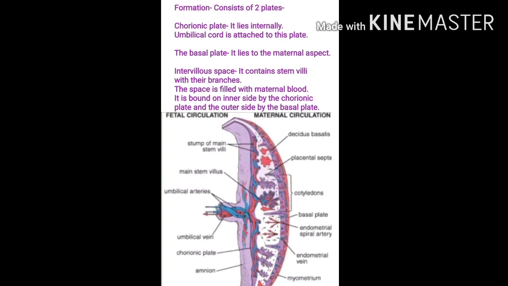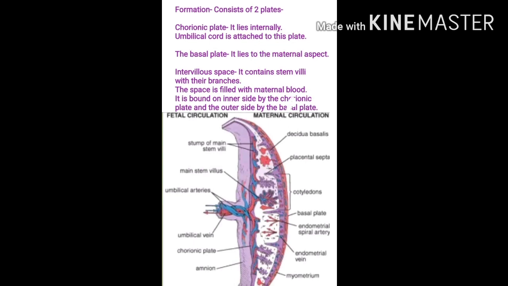The space is filled with maternal blood. It is bound on the inner side by the chorionic plate, and on the outer side by the basal plate. We have seen in the figure, that is the fetal circulation and maternal circulation, how the placenta connects.